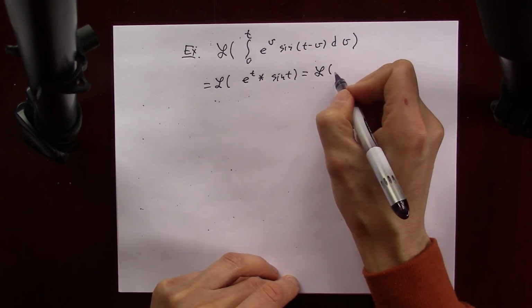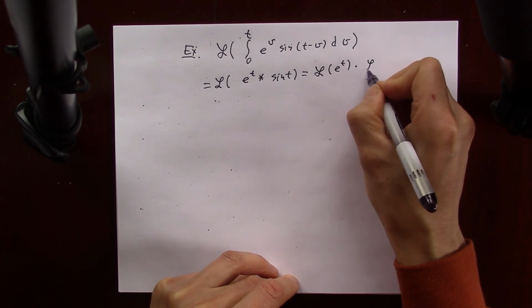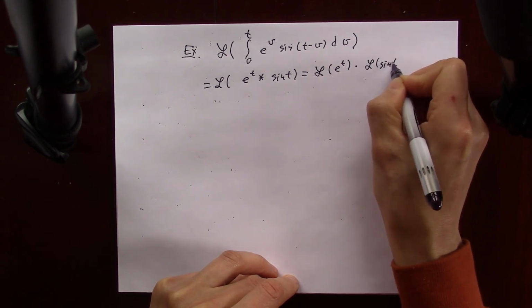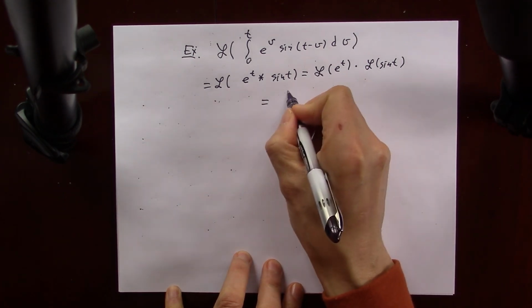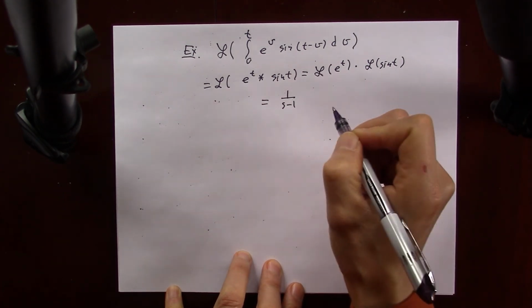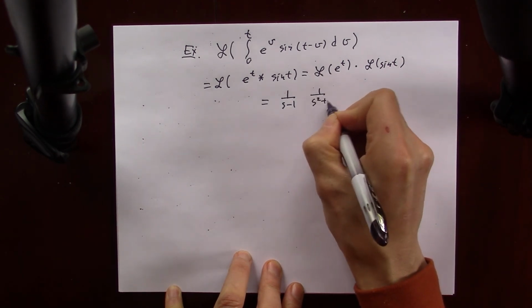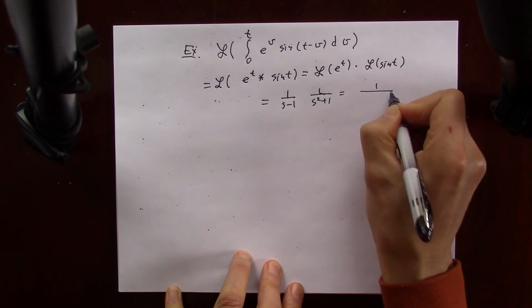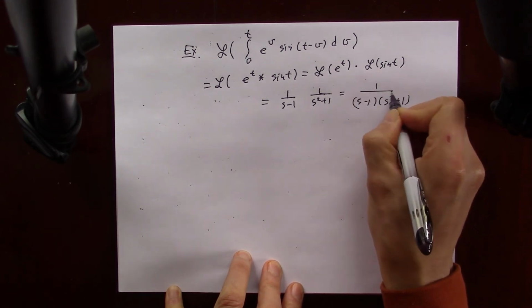the product of Laplace transforms, Laplace of e to the t times Laplace of sine of t. So we're going to get Laplace of e to the t is 1 over s minus 1, and Laplace of sine of t is 1 over s squared plus 1. All that is left, rewrite them together, and we'll be done.